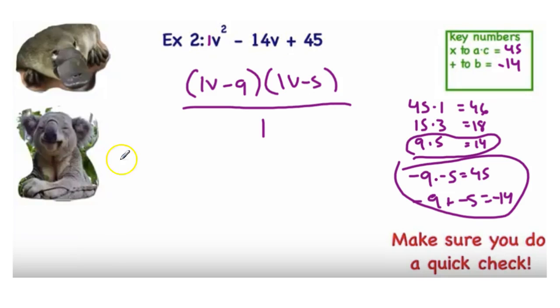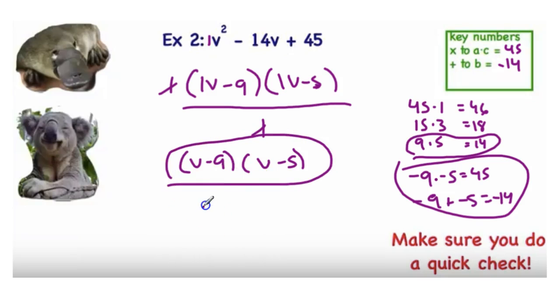So is there something I can factor out of these top ones? Well, I could do a 1, but that doesn't really change anything. Those cancel. So this is really the answer. I'd write it as v minus 9 times v minus 5. And then you do a quick check. v times v, that's v squared. Negative 9 times negative 5, that's 45, right? And you can check the insides if you want, but I like the quick check. So that one is good.